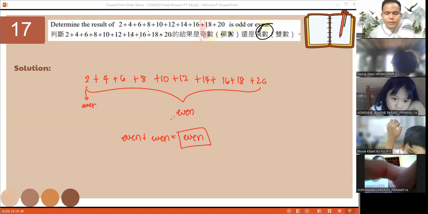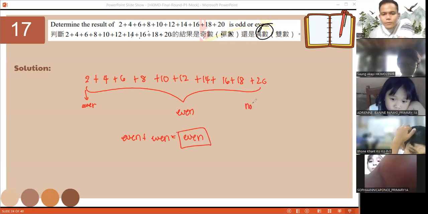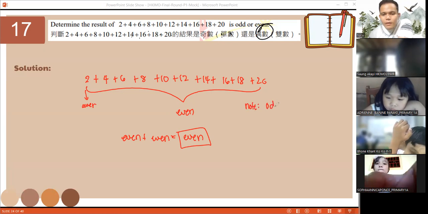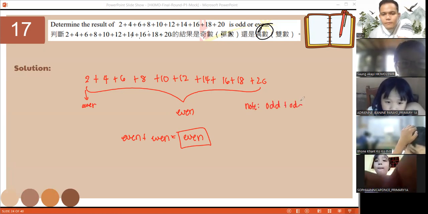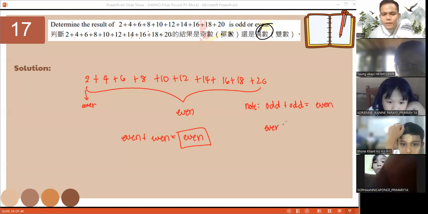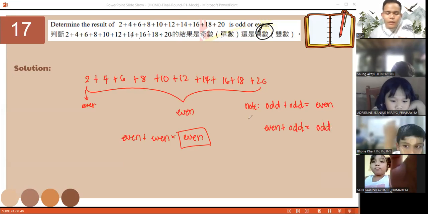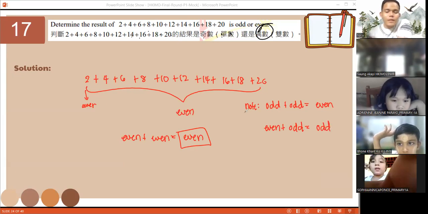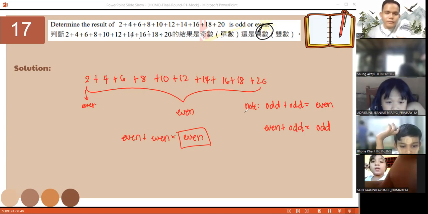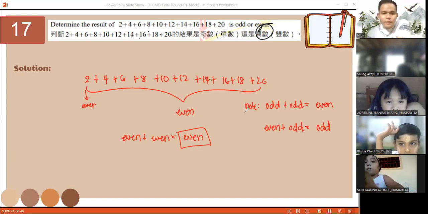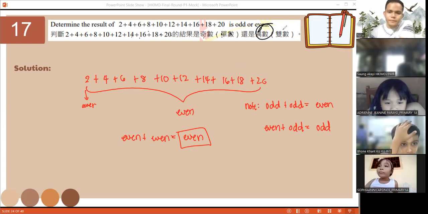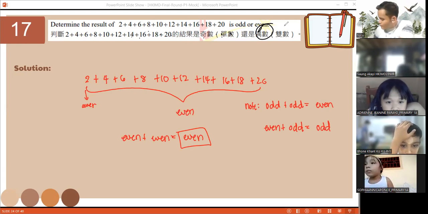Okay? Now, note that if you have odd plus odd, that would be equal to even. But if you have even plus odd, it would be equal to odd. Okay? And then if you have even plus even, that would be even. Okay? Don't forget that one. Very important to remember. Okay? You can copy. I'll give you a few more seconds.